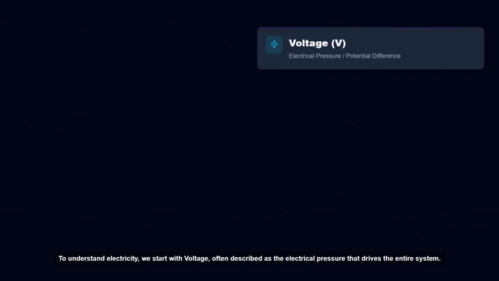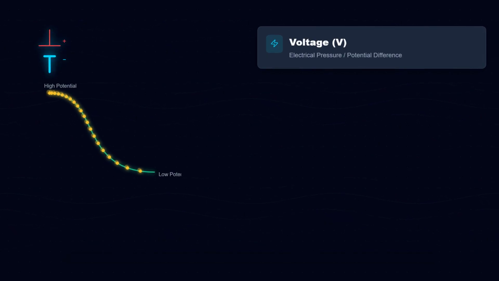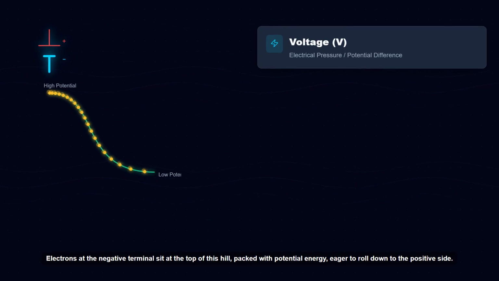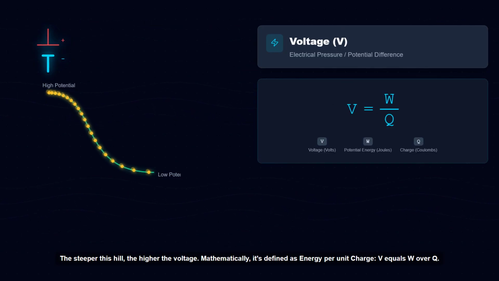To understand electricity, we start with voltage, often described as the electrical pressure that drives the entire system. Technically, voltage is the potential difference between two specific points. Think of it as a steep hill of energy. Electrons at the negative terminal sit at the top of this hill, packed with potential energy, eager to roll down to the positive side. The steeper this hill, the higher the voltage.